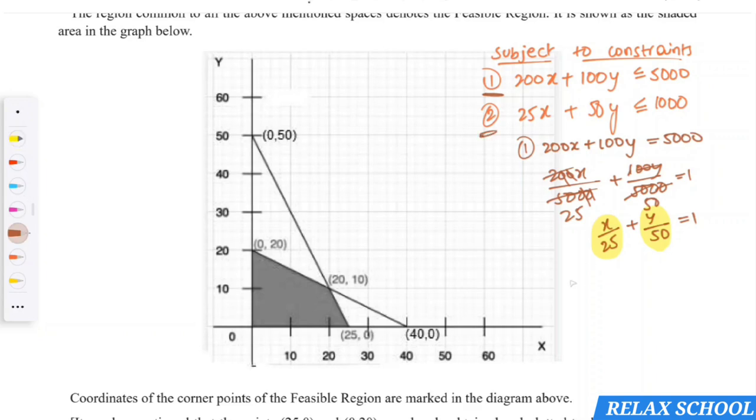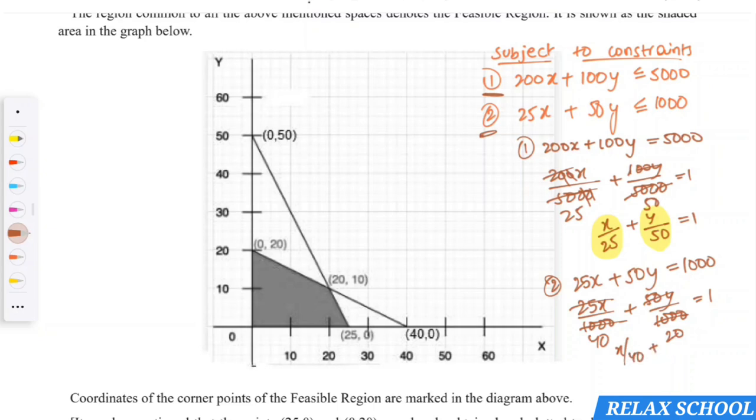For the second equation, which was 25x plus 50y is equal to 1000, we are going to bring this 1000 to the left hand side. It would become 25x divided by 1000 plus 50y divided by 1000 is equal to 1, which would mean 25 40s and 50 20s. So here the coordinate of x is 40 and the coordinate of y is 20.